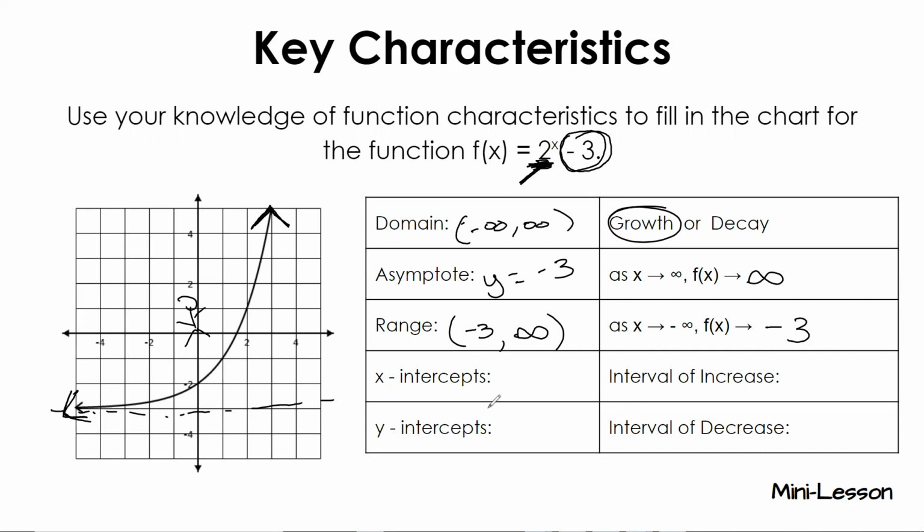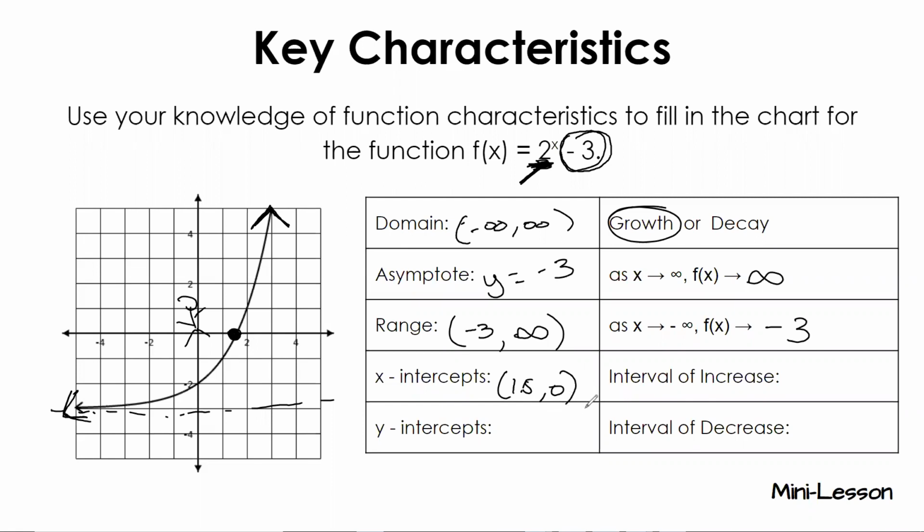All right. So are there any x-intercepts here? Does it cross the x-axis at all? Where is it at? Like 1.5-ish. Okay, we're gonna say 1.5. That might be a little off. Okay.